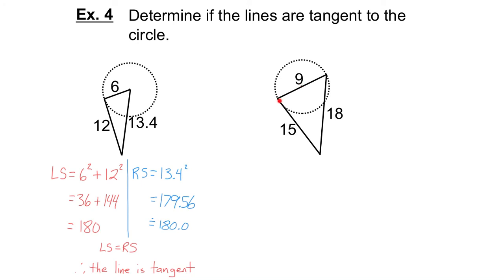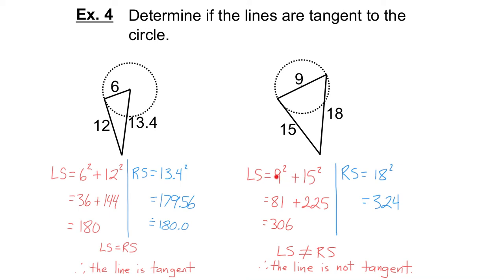So the diameter and the tangent should be at a right angle with each other. Okay, so let's just do the same thing. 9 squared plus 15 squared should equal 18 squared if this is a right triangle. So I set it up. Left side is 9 squared plus 15 squared equals 306. Right side is 18 squared, which is 324. Those aren't even close. So left side does not equal right side. Therefore, this is not a right triangle. There's not a right angle in here, which means this line is not tangent to the circle.